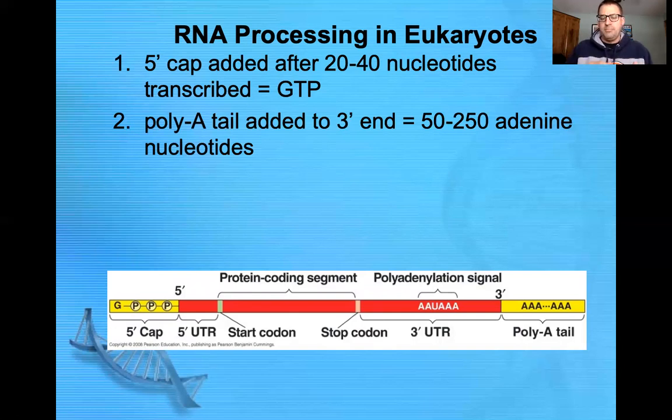After the transcript is cut free from the RNA polymerase, enzymes add what's called a poly A tail to the 3' end of the primary transcript. Okay, and so what that means is that enzymes add anywhere from 50 to 250-ish adenine nucleotides to the 3' end of our primary transcript.